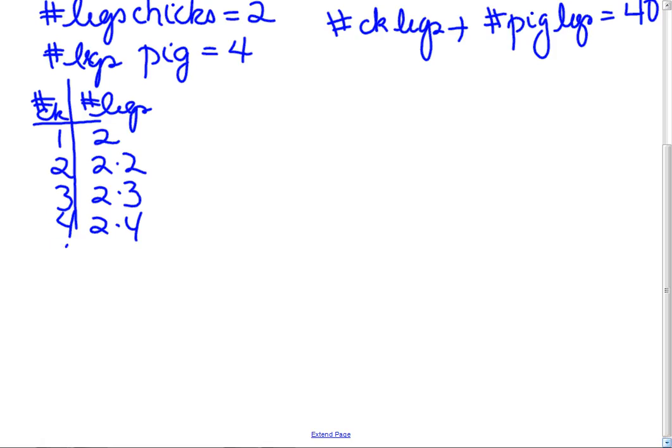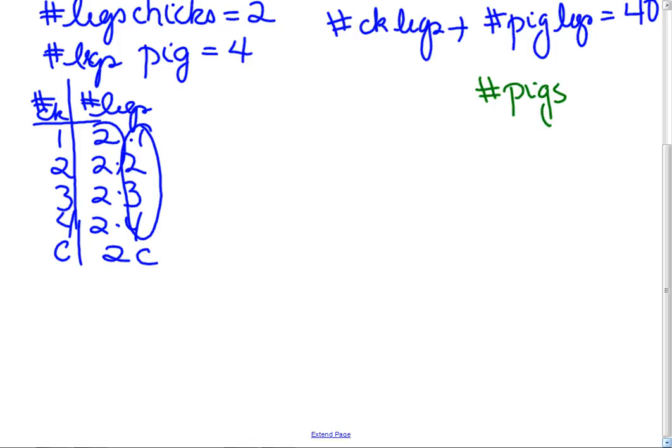What if I have C number of chickens? What'd you say? Not 4C. What's the same on all of these? This is 2 times 1. This is the number of chickens over here. So this is where C is going to go, and this is going to be 2C. Should we do the pigs? Number of pigs. Some of you will see it without me doing this. And the number of legs.